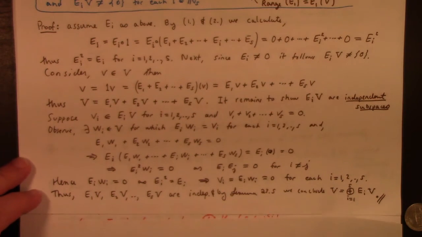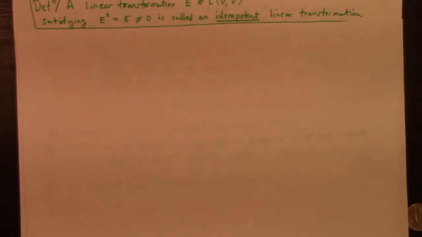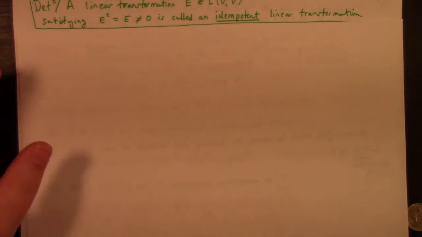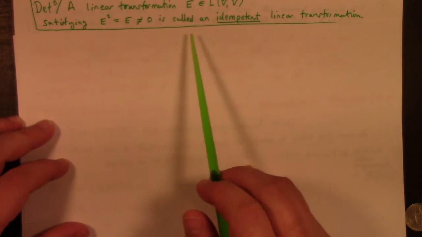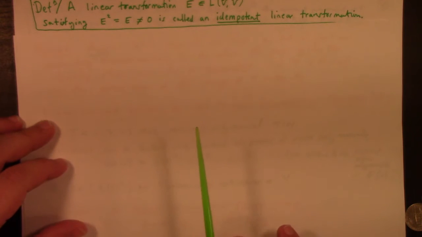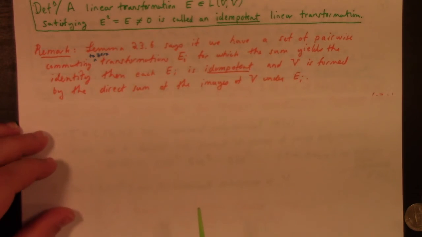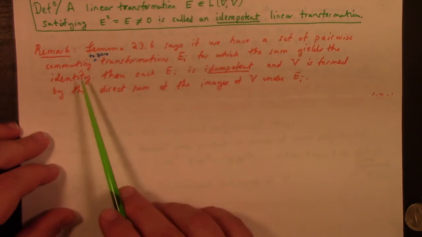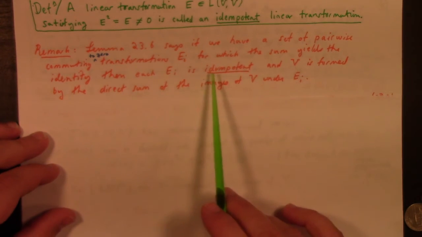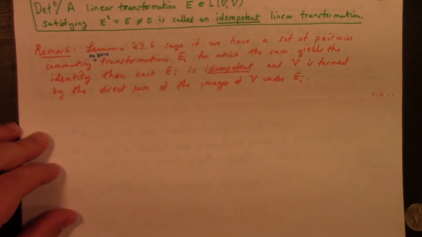Now this condition that Ei squared equal to Ei is so important it has a name. It is as follows. A linear transformation that goes from V to V, once more an endomorphism, right, satisfying E squared is equal to E, which is not 0, is called an idempotent linear transformation. So just to reiterate, what does lemma 23.6 say? It says that if we have a set of pairwise commuting nonzero transformations Ei for which the sum yields the identity, then each Ei is idempotent, and V is formed by the direct sum of the images of V under these idempotent transformations.